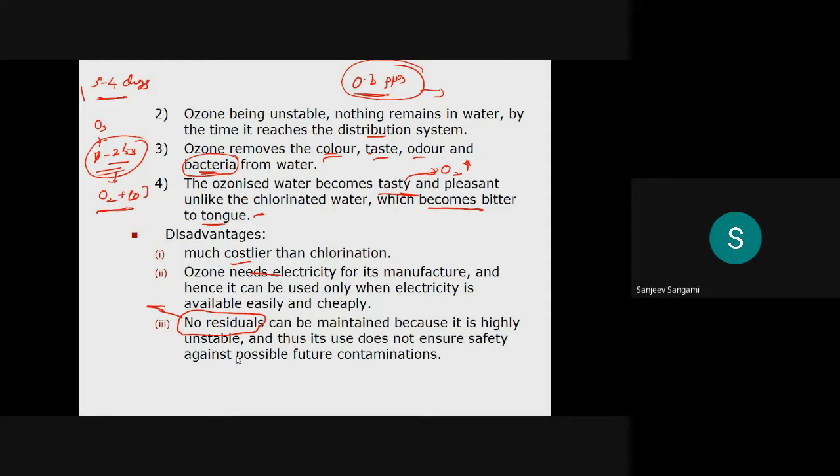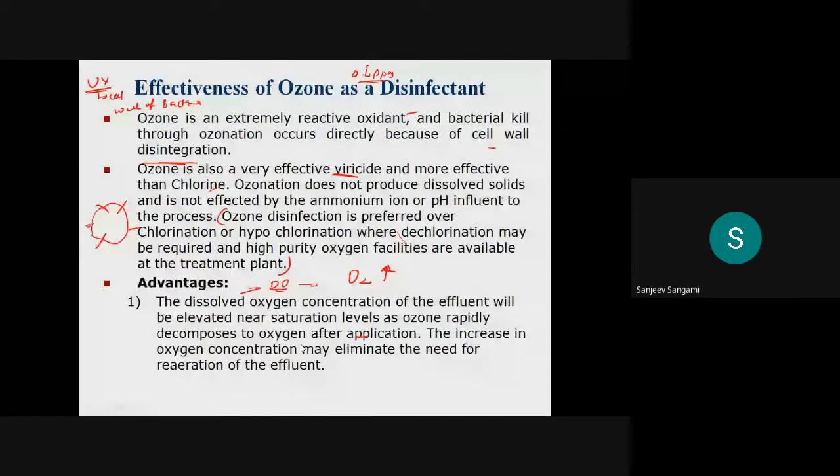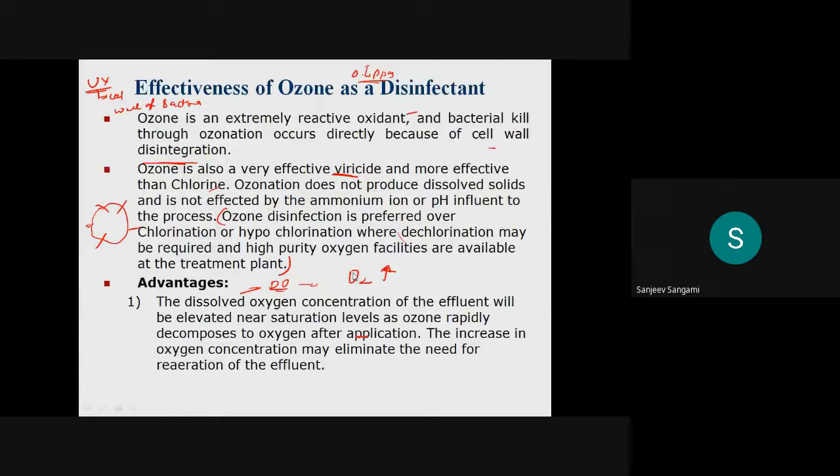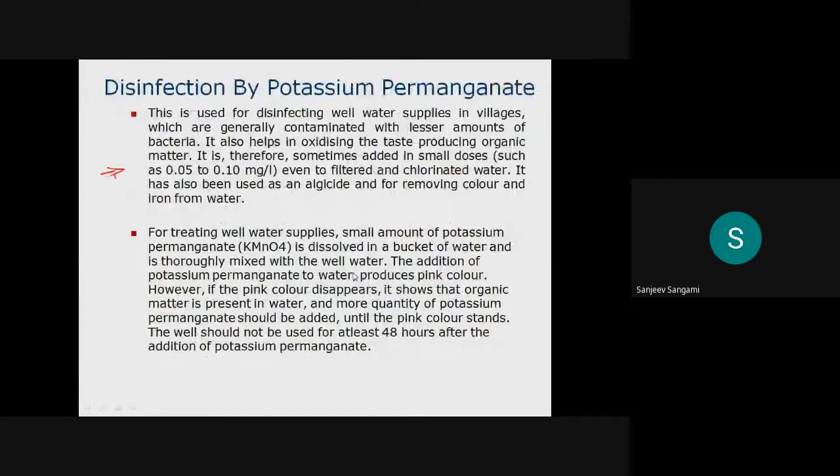In the previous class, we were discussing how ozone is going to react with the pathogens that are present in the water. Next, we'll move on to the disinfection by potassium permanganate.